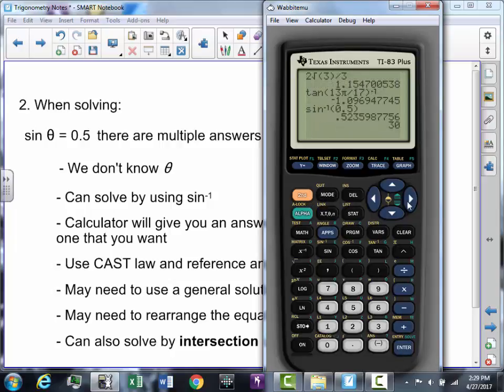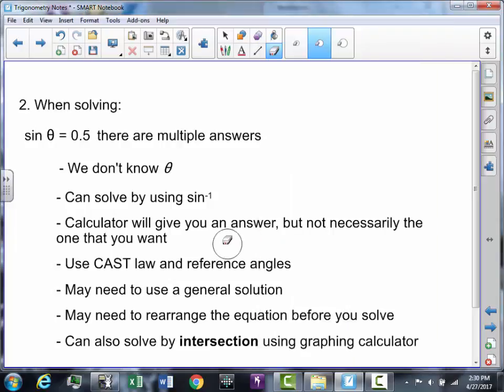Nothing wrong with going inverse sine 0.5 and saying, hey, look, it's 30. But is 30 the only answer? No. There's also 150, 390, etc. Right? So you have to be smarter than your calculator when you do that.